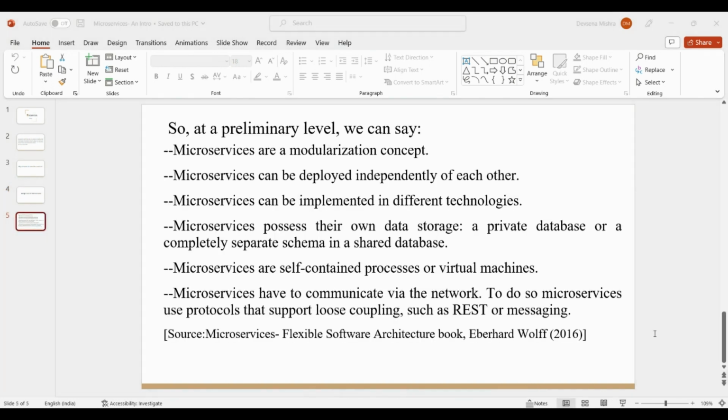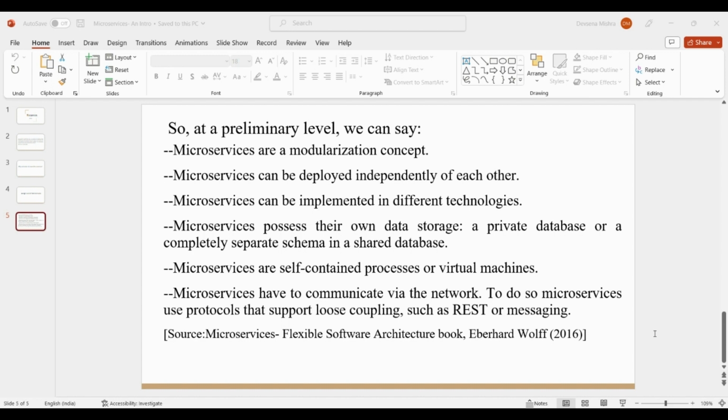In his book, Microservices Flexible Software Architecture, Eberhard Wolf has summarized it well when he said that at a very basic level, microservices are a modularization concept, as their purpose is to divide a large software system into smaller parts. Thus, they influence the organization and development of software systems. And we know the growing focus on microservices has promoted the culture of DevOps and DevSecOps too.